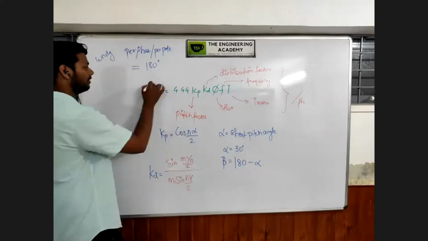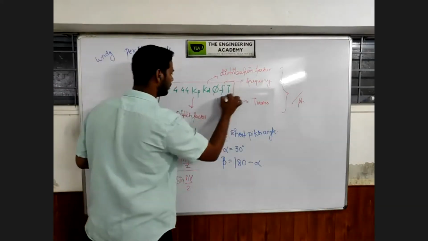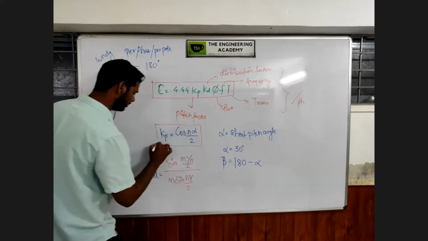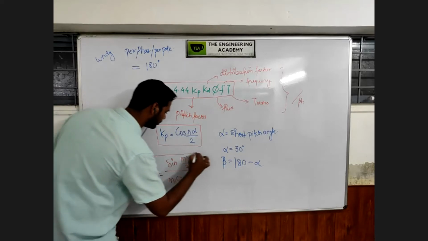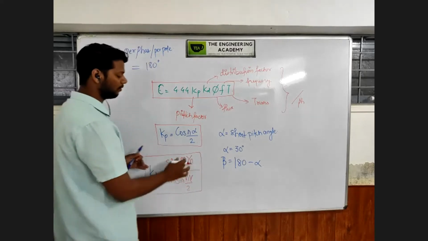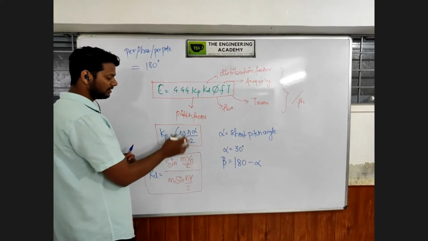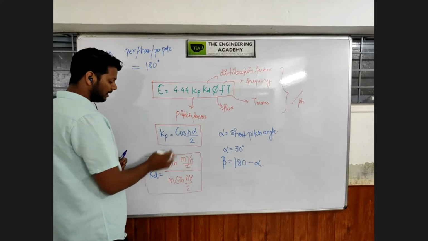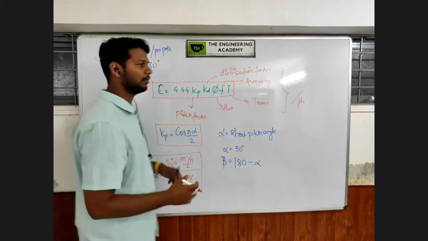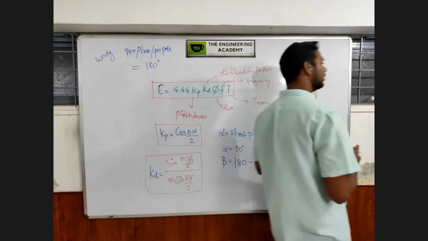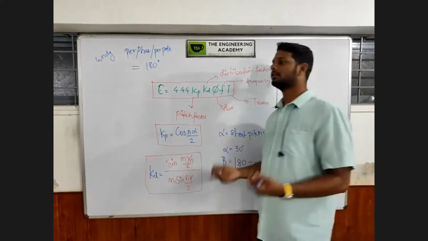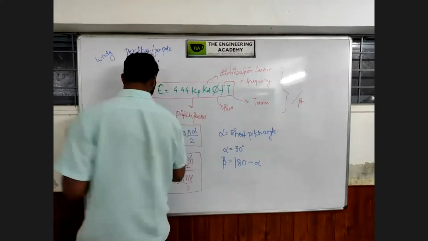So what are the important formulas? I am just highlighting them: the EMF equation, pitch factor, distribution factor. I will discuss what M is, what gamma is. The n in Kp and the n in Kd are the same. If they ask for the distribution factor for the sixth, seventh or eighth harmonic, then instead of n we put the harmonic they ask for.